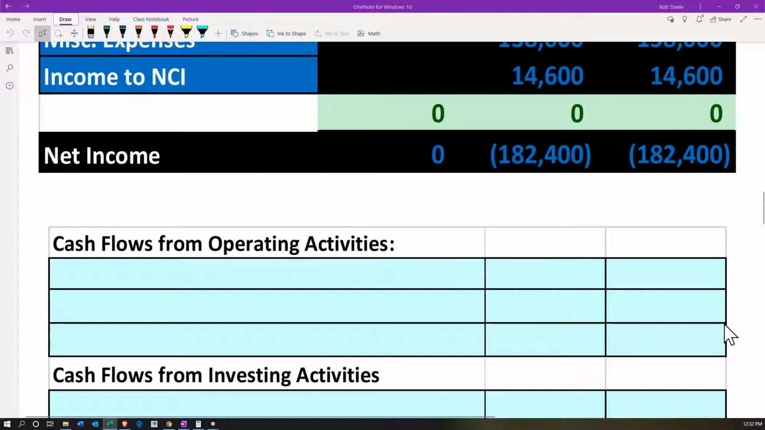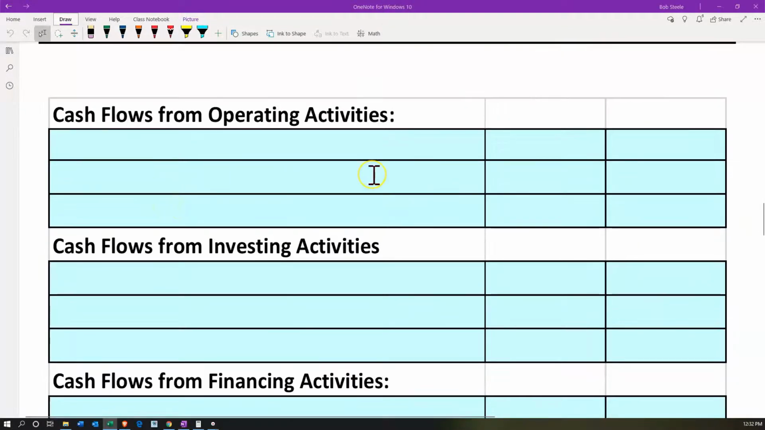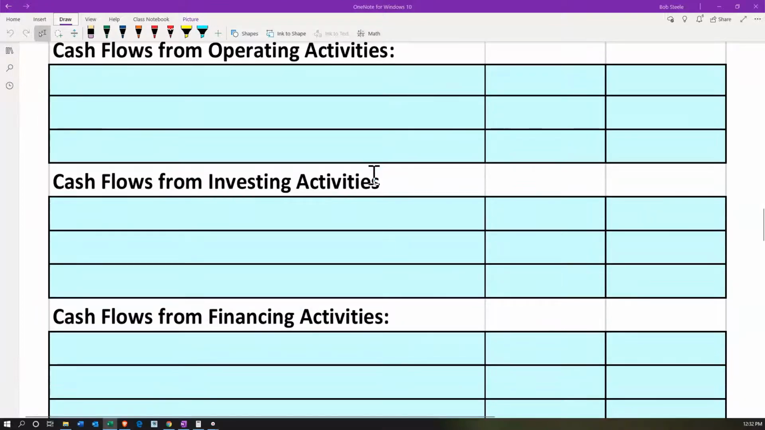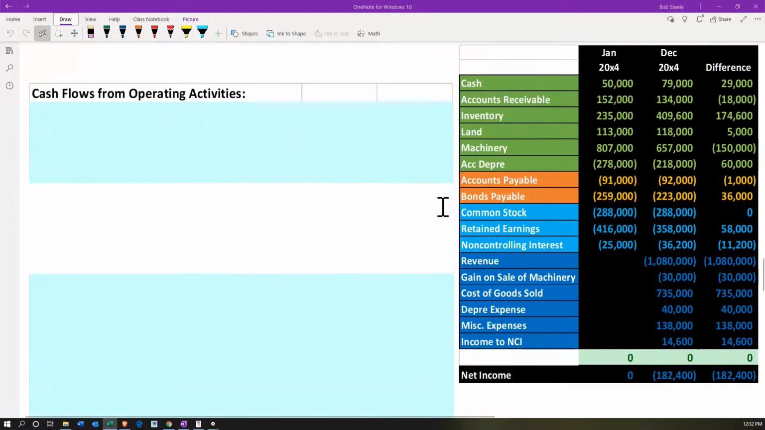Okay, so we're going to be doing our statement of cash flows. It's going to look something like this. This is just our worksheet before we populate it. We've got the cash flows from operating activities that we will be populating using the direct method, and then the cash flows from investing activities and cash flows from financing activities. Let's go ahead and start to populate this, starting with the cash flows from operating activities.